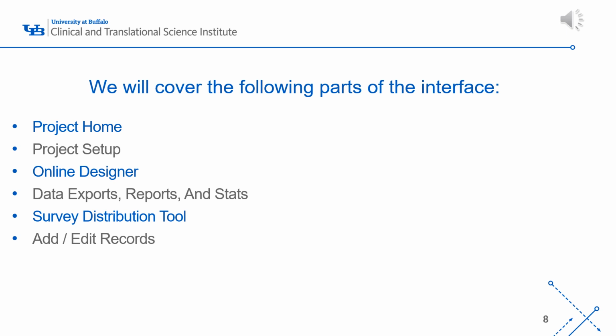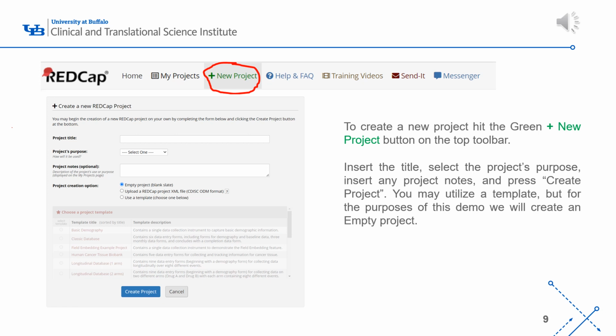In this next section of this tutorial, we will go over some of the common pages within the REDCap interface to become more familiar with them. This way we can start building out our own project. So go ahead and click on New Project on the top menu, and you will be prompted to insert your project title, the project purpose, and optionally you can input some project notes if you'd like.